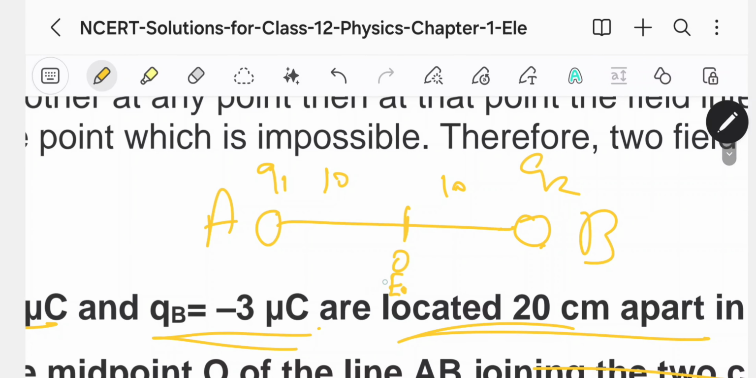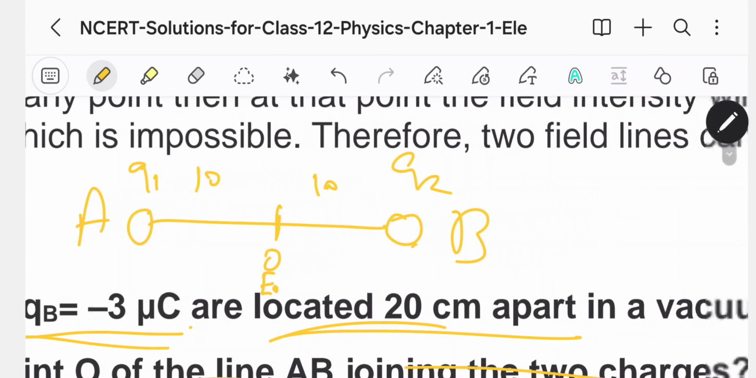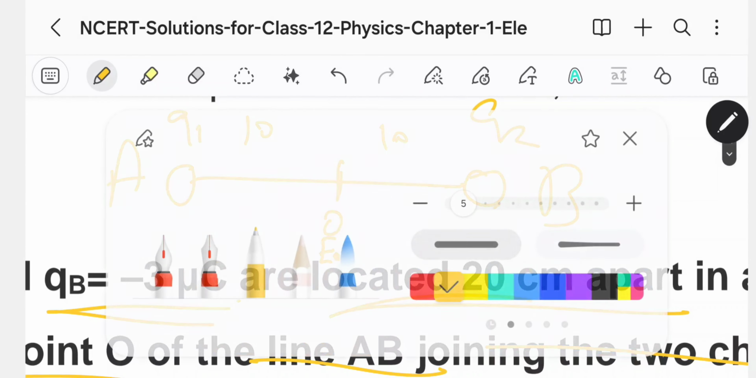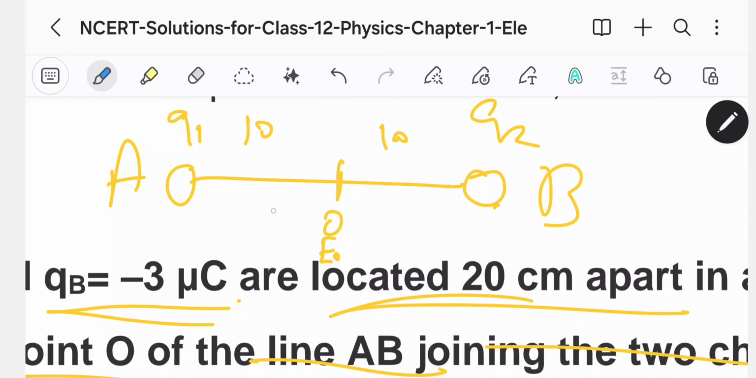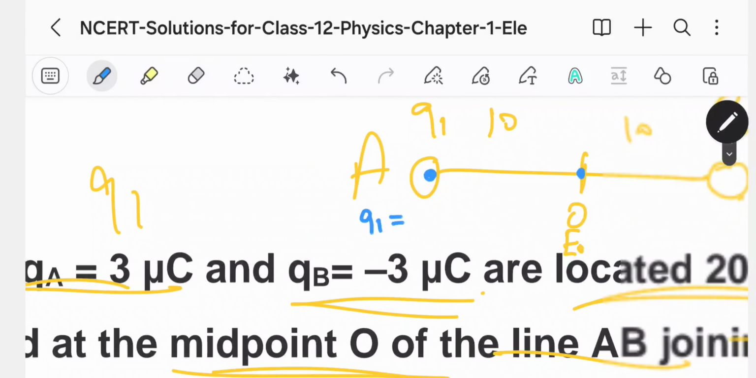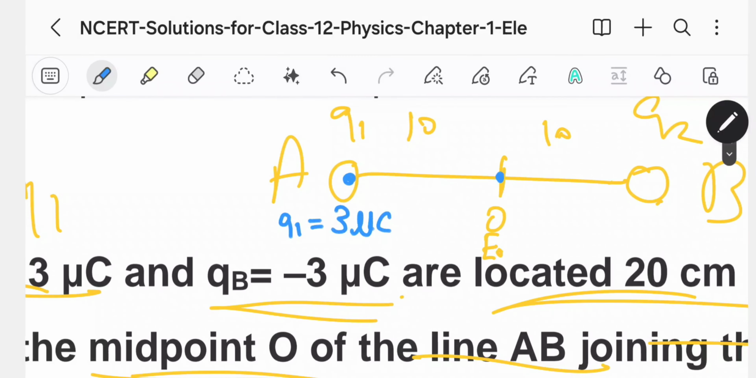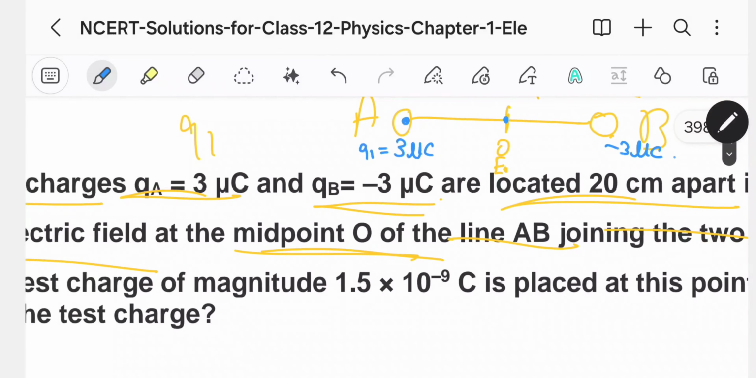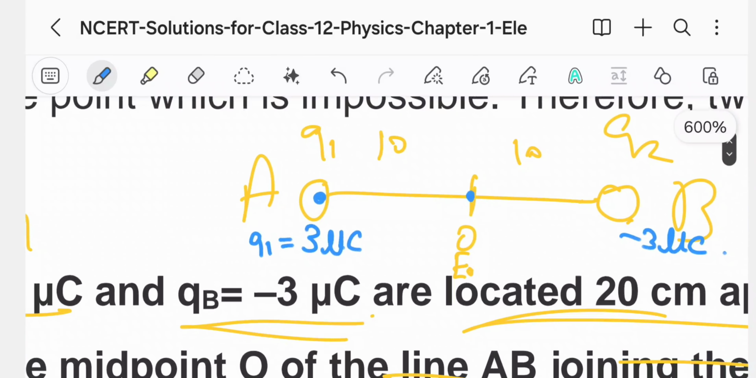So what we have to find over here is the electric field at midpoint O. Simple, very simple actually. We have to first find directions, right? So let's find directions. Let's take this one and this one. So Q1 is given as 3 nC, and QB is given as minus 3. So this is minus, this is plus.